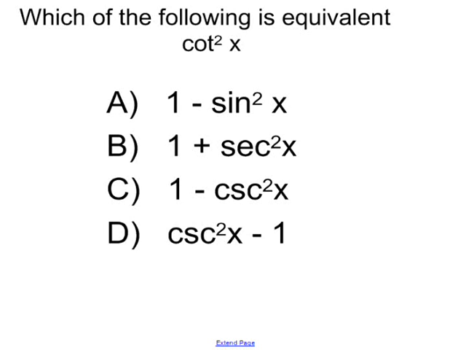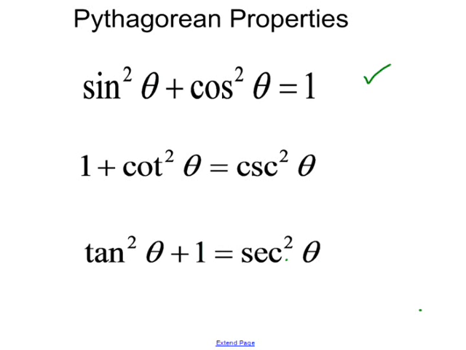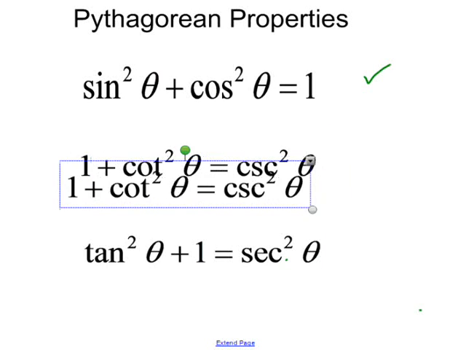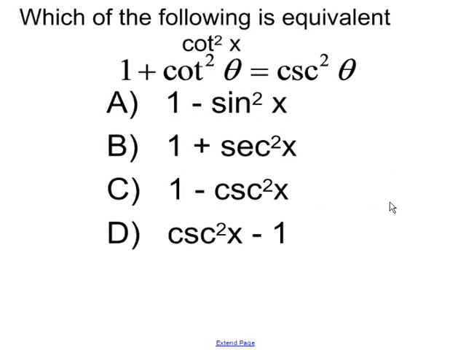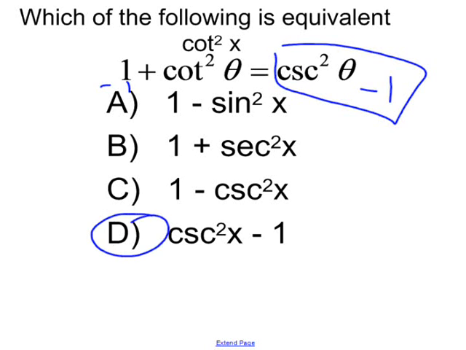Okay, which of the following is equivalent to cotangent squared? Okay, so let's look back at our identities. 1 plus cotangent squared equals cosecant squared. Okay, so this is why that one showed up on that page. So if I put that identity right there, I know that if I want to just get cotangent squared by itself, I can just subtract 1. And so now I have cotangent squared is the same thing as cosecant squared minus 1.